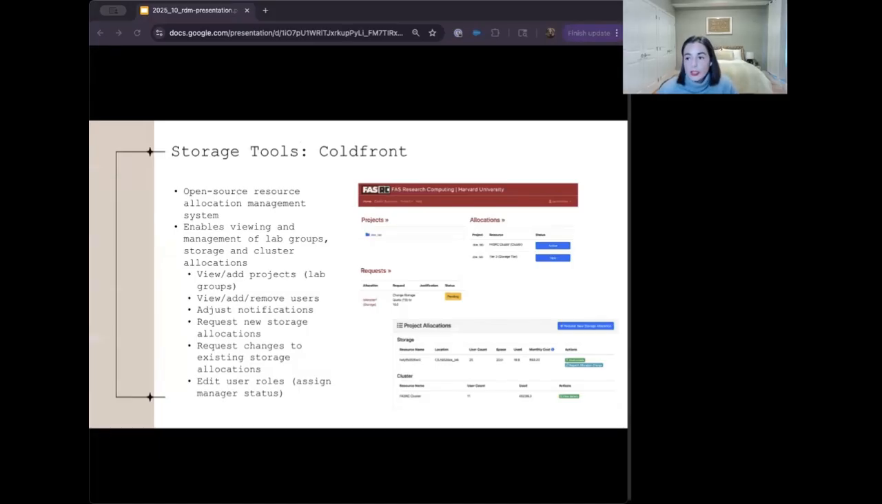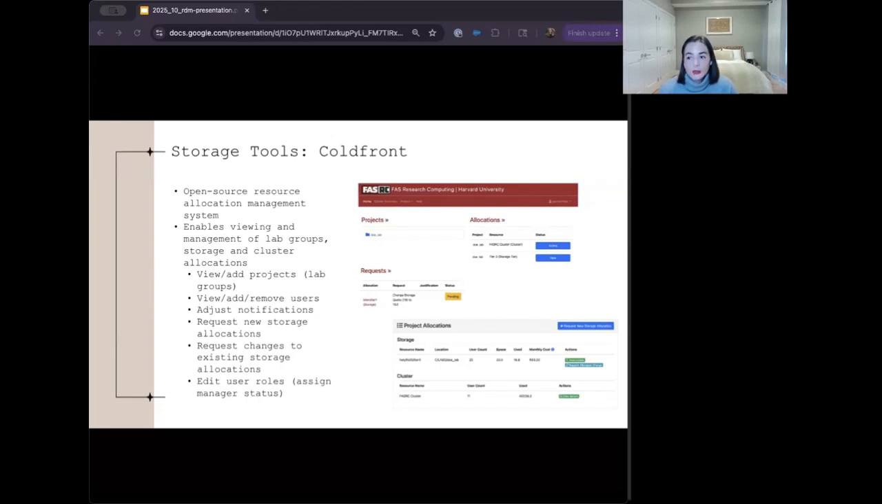To help your group manage your storage, we have developed a few useful storage tools. The first one is ColdFront. ColdFront is an open source research allocation management system that is designed to provide a central portal for administration, usage reporting, and allocation management. We adapted an open source software to help you manage your storage allocations.